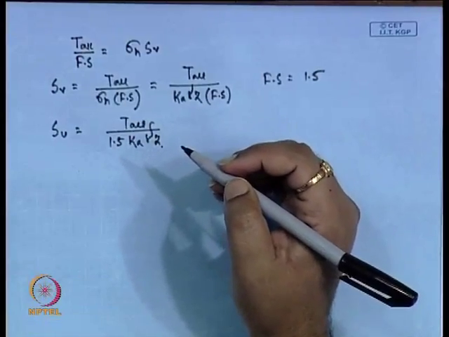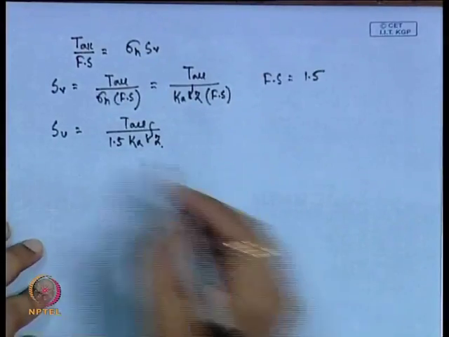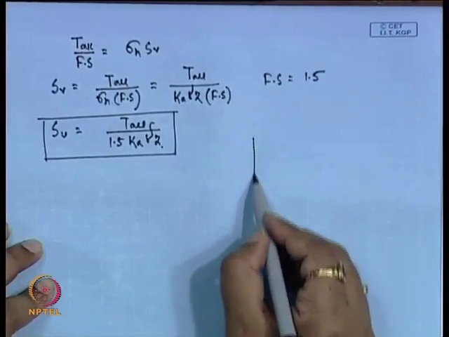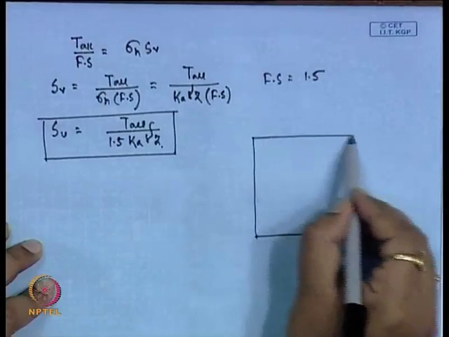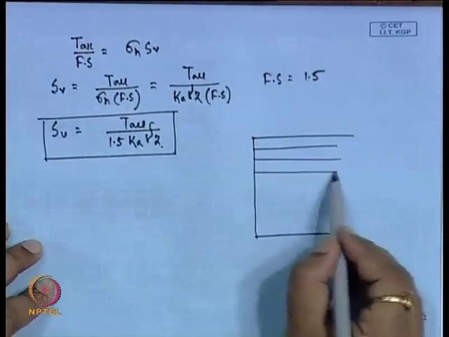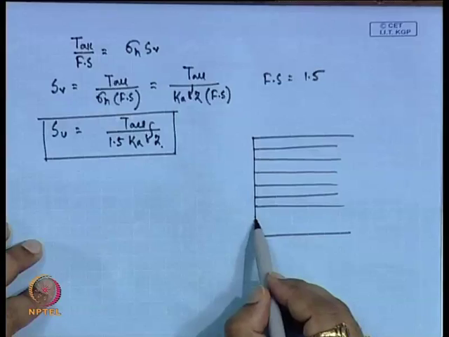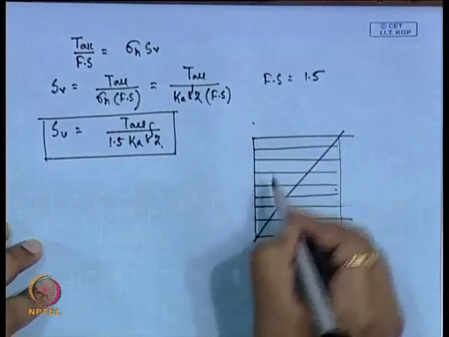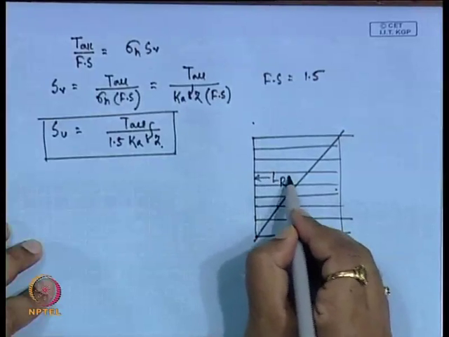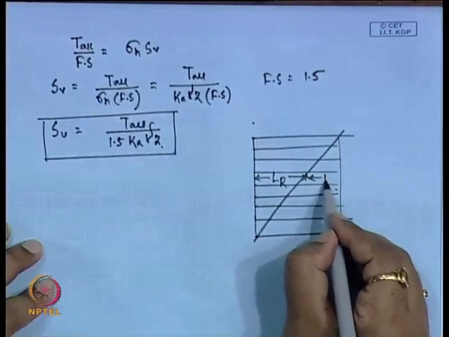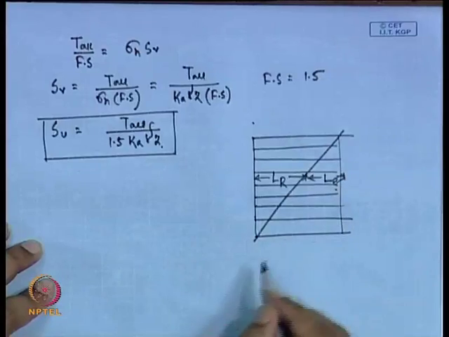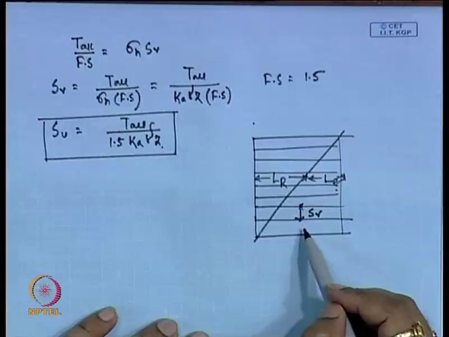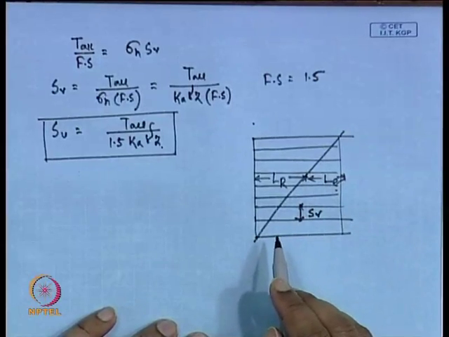Now, if I consider this concept, if I consider this retaining wall, this is the spacing of the different reinforcement layers, and this is the failure surface. This will be the L R and this is L E. So, this is S B. The required spacing here will be very less compared to the top.